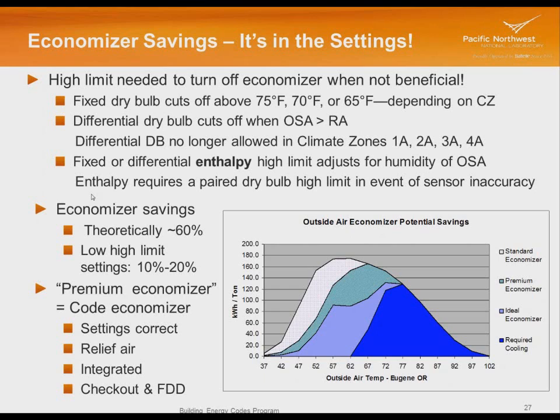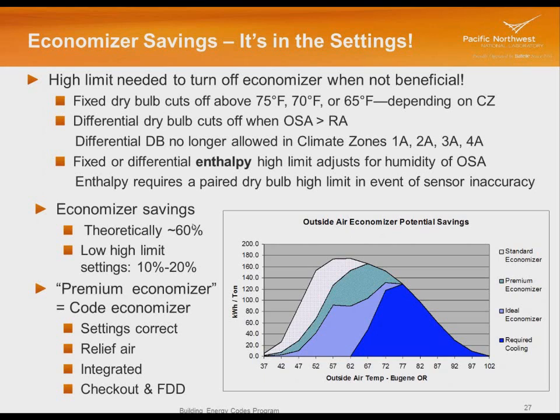Now, the enthalpy controls now require a paired dry bulb high limit, and again, that was a change in 90.1 that got carried into 2015 ICC, and that relates to the fact that the humidity sensors are not always as accurate as we would like them to be, or they fail sometimes, and so that dry bulb high limit is kind of in there as a safety, you know, at 75 degrees, saying, hey, if it got up to 80 degrees and the enthalpy didn't switch us over, we really want to turn off the economizer. So those are the high limit settings, and we'll see in a minute where you find those.